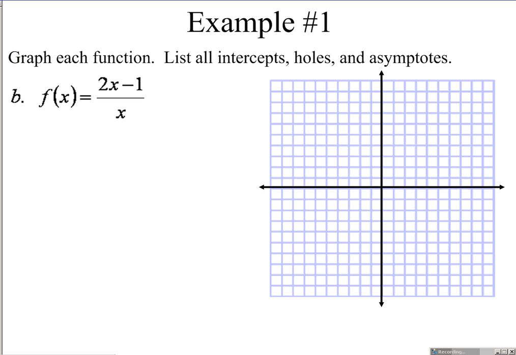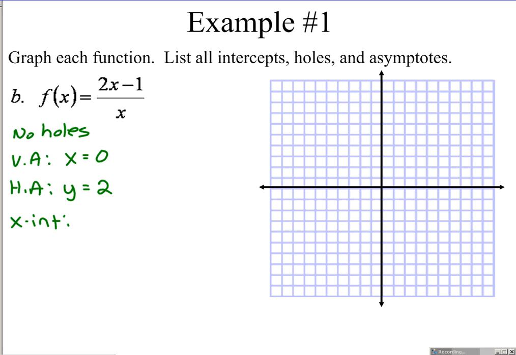Letter B, nothing factors, nothing cancels. We know right away that there are no holes. Vertical asymptote. Take and set that denominator equal to 0. We're going to have a vertical asymptote at x equals 0. Horizontal asymptote, we have a degree 1 polynomial over a degree 1 polynomial. So we look at the ratio of lead coefficients, y equals 2.